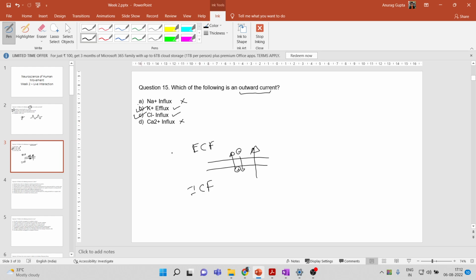So I hope you guys understood this. The direction of flow of positive charge determines the direction of the current. So if positive charges are flowing inside the cell, that means that's an inward current, and if positive charges are going outside the cell, that means that's an outward current.